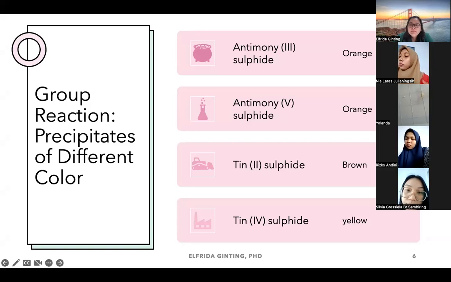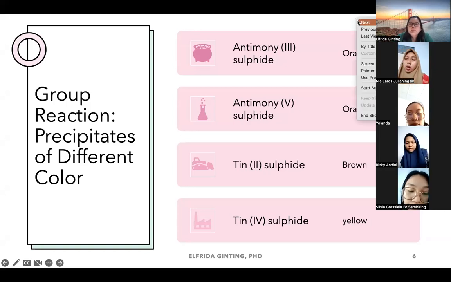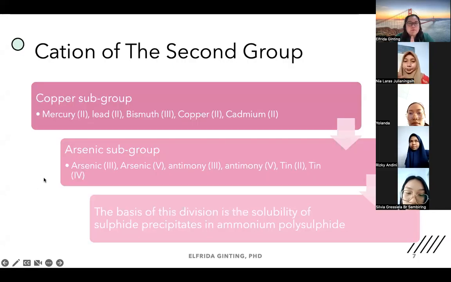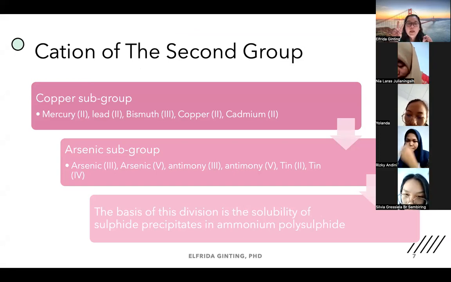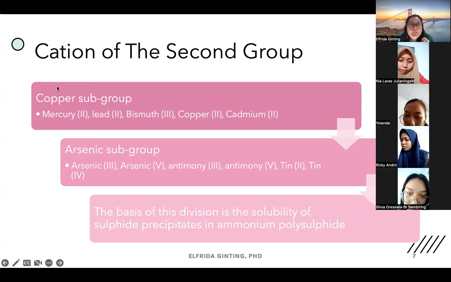Finish this? Yes, ma'am. Okay. Now, we have group one and then we have group two, right? Group two will be divided into two subgroups. The first subgroup we call the copper subgroup, and the second subgroup is called the arsenic subgroup.